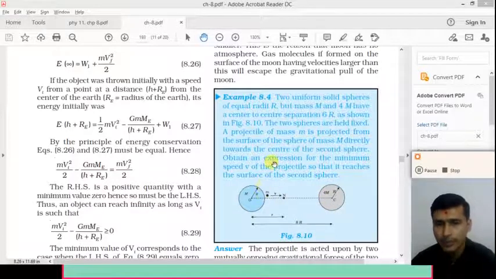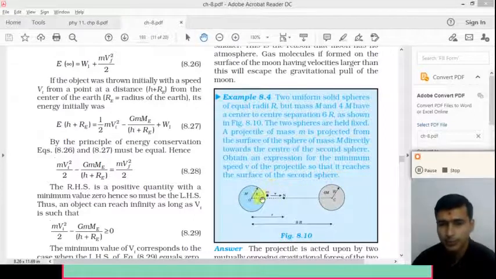Now, obtain the expression for the minimum speed v of the projectile so that it reaches the surface of the second sphere. Here we need to calculate the minimum speed required for the projectile so that it reaches the surface of the second sphere.